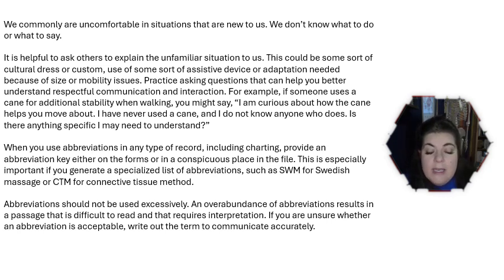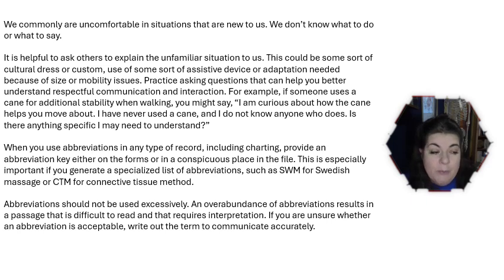Now, since we're talking about terminology and writing things down, very often some of these diagnoses or names of the pathologies are incredibly long. Or if we want to notate what we are doing to the body, we might say right, but just use the letter R and circle it to indicate an abbreviation for the term right, or bilateral or unilateral. When we use abbreviations, all right, like when we say ADA for Americans with Disabilities Act, on any type of record, including charting, provide an abbreviation key either on the forms or in a conspicuous place in the file.